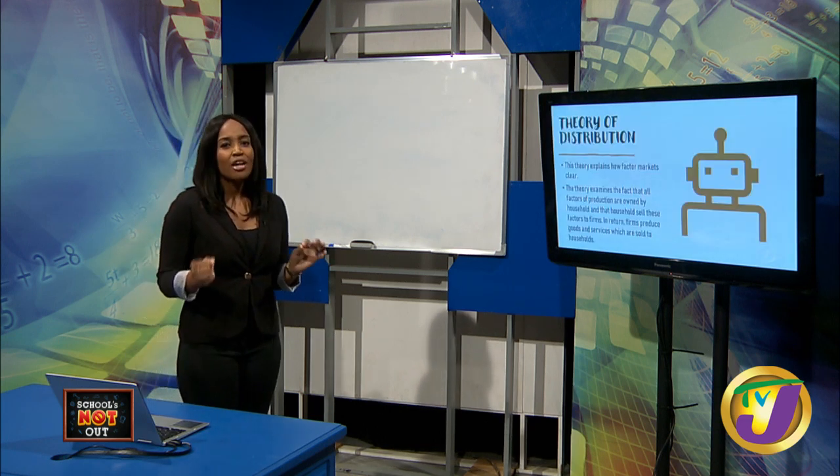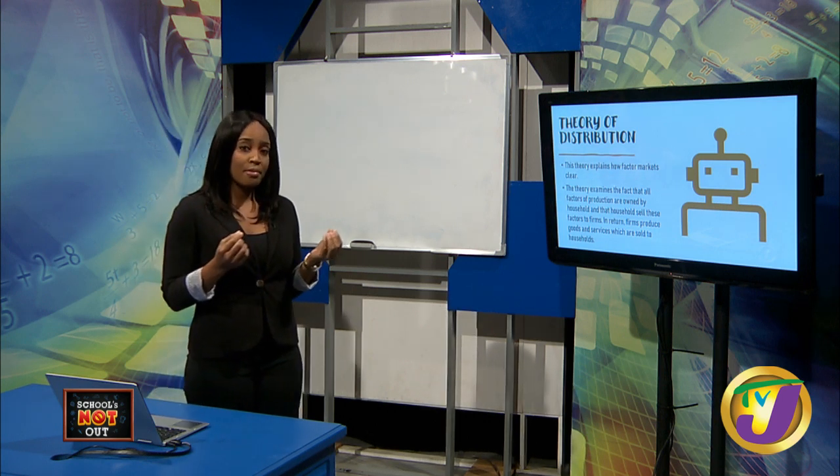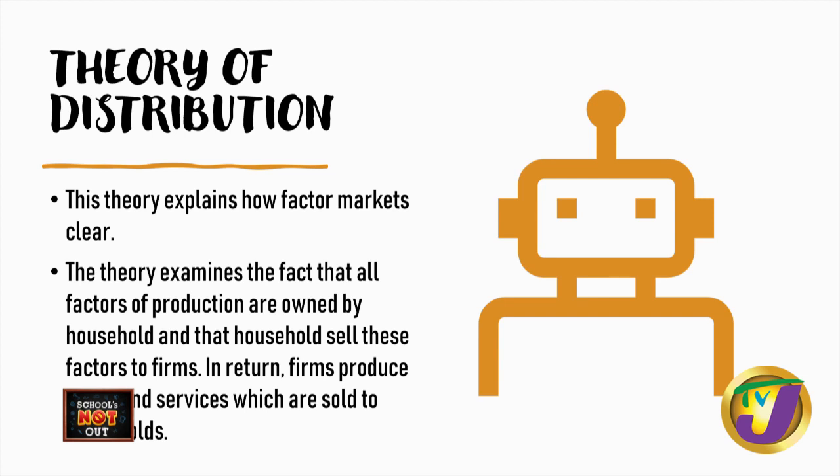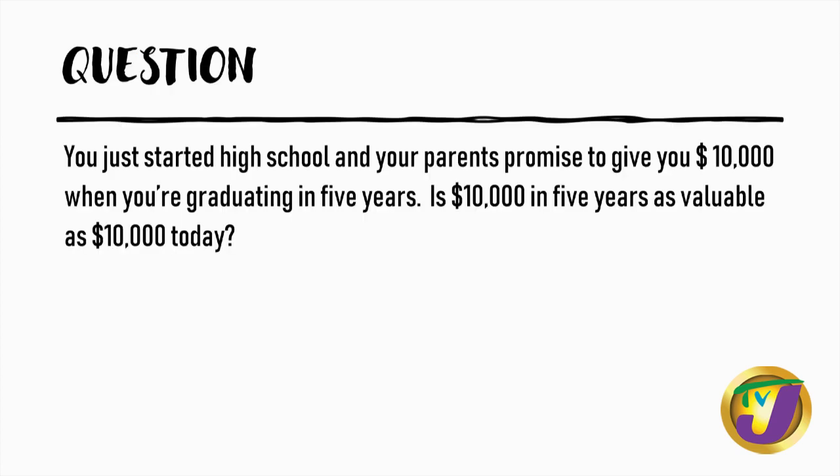So just a quick recap. Now, the theory of distribution explains how factor markets clear. The theory examines the fact that all factors of production are owned by households, and the households sell these factors to firms, and in return, firms will produce goods and services and sell them to households. So as I mentioned before, last week we focused on land and labor, and today we're looking at capital.